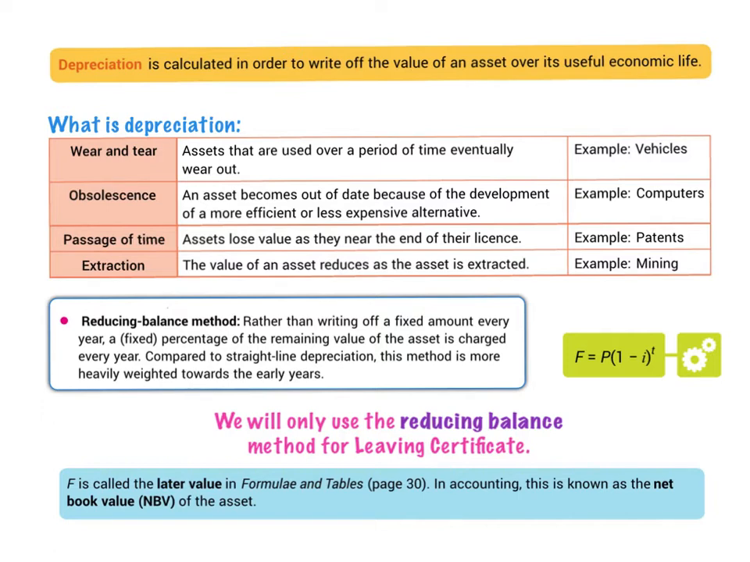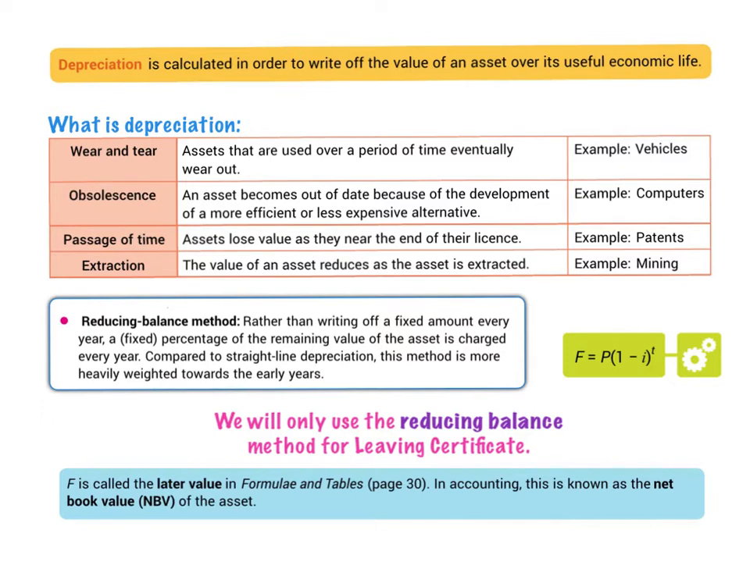So what we need to remember is that we only use the reducing balance for Leaving Cert, okay? This is the formula, alright? You're going to have to pick out what the F and the P and the I and T is in the questions, but we're going to look at that in a minute. And basically, we're going to use the reducing balance method, and it's just another way of, instead of writing off a fixed amount every year, it's a fixed percentage of the remaining value. So the asset declines per year, and we'll show you that then.